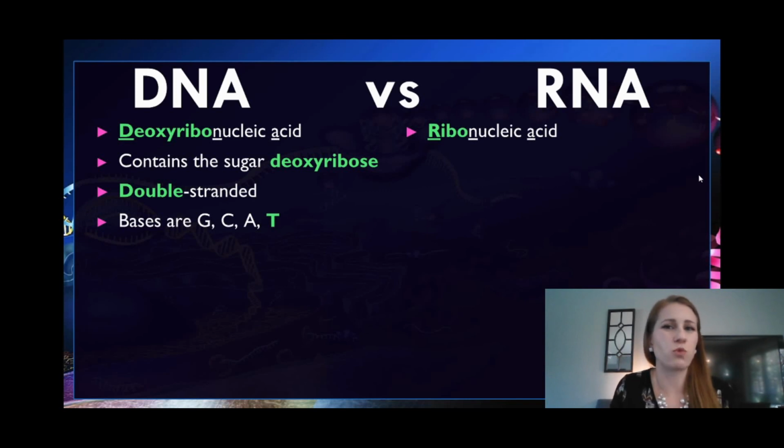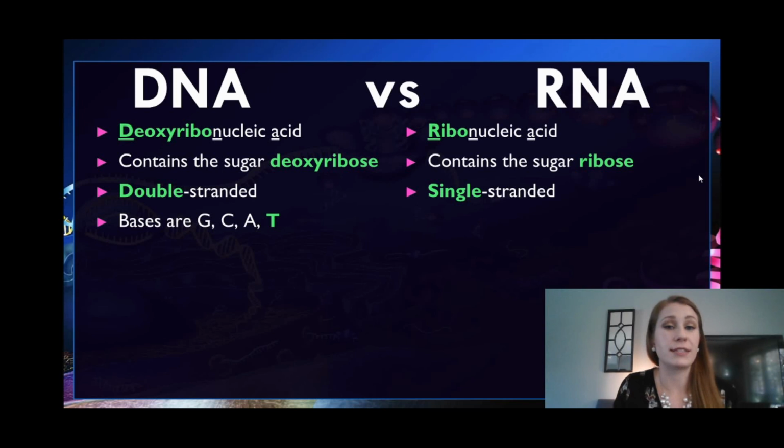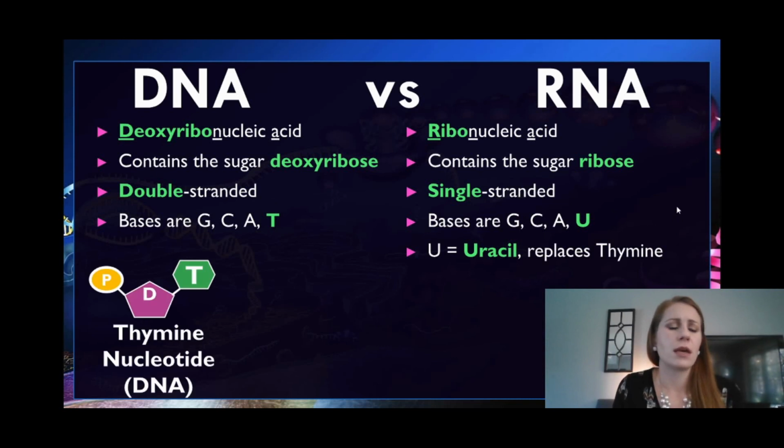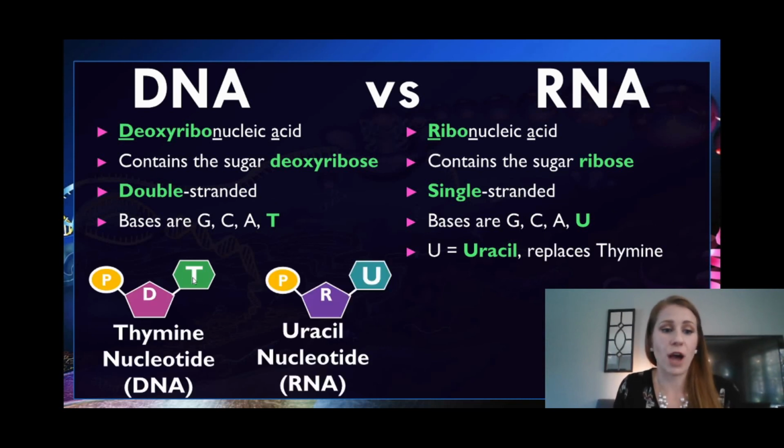RNA, on the other hand, is ribonucleic acid. So the sugar is going to be called ribose. It's single-stranded. That's why it's skinnier. It can fit out of the nuclear pores. It's just smaller. And the bases are G, C, A, and U, or guanine, cytosine, adenine, and uracil. So that's a key difference here. Uracil replaces thymine in RNA. So we've got two different bases here. We've got thymine, which is in DNA, but it's no longer there. And in RNA, it's now uracil.